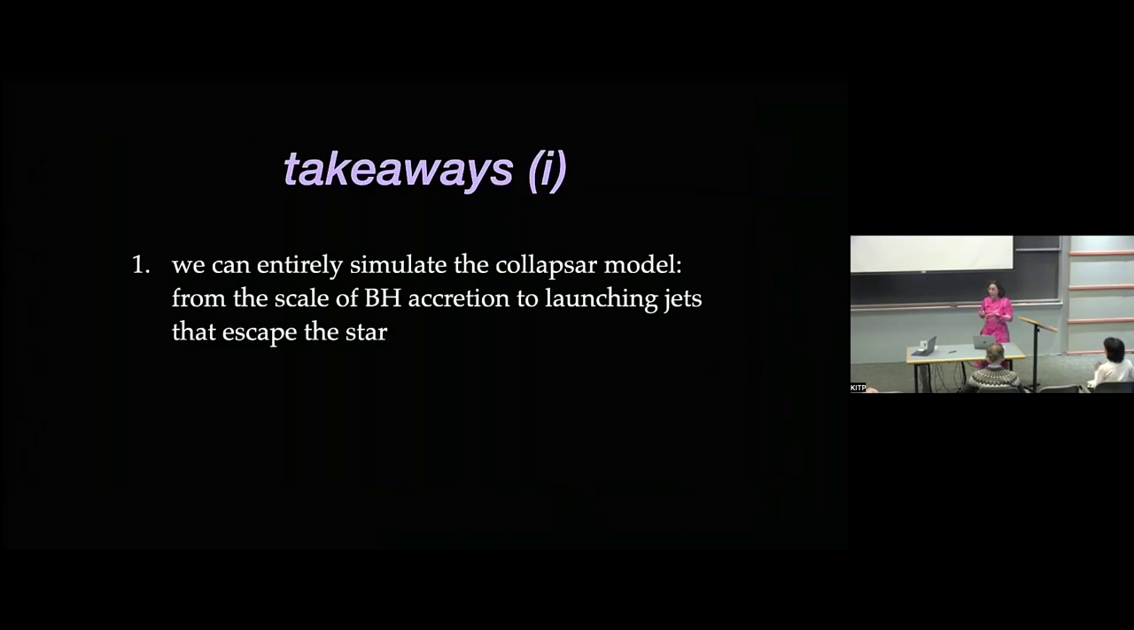So the main takeaway here from this part is that we can, with modern tools, GPU acceleration, something like Hammer, entirely simulate this collapsar process, capturing from the very small scales near the black hole all the way through to the largest scales of breakout from a stellar envelope.